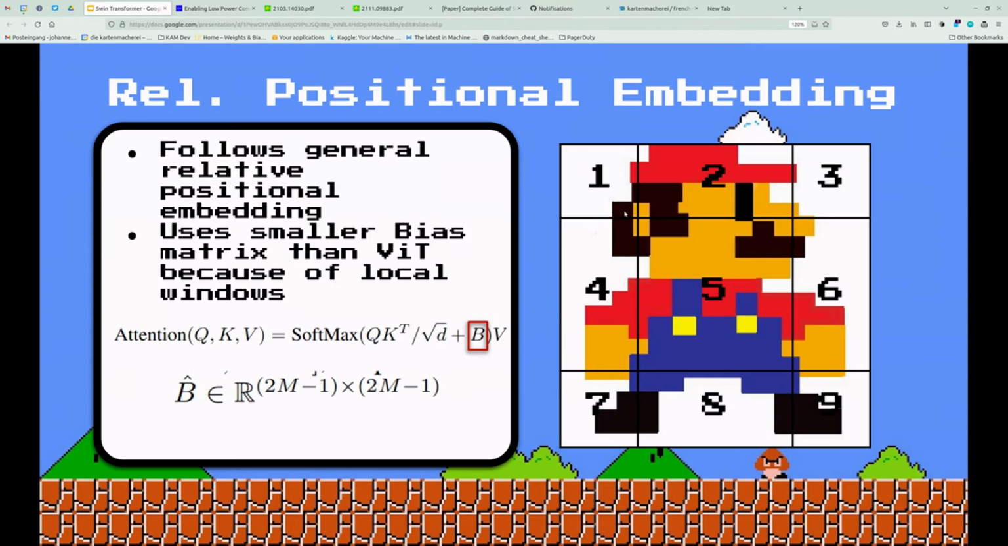Okay, let's go on. This is one of the slides that I prepared last minute. It's just about the relative positional embedding. When you know transformers, you know there is this positional embedding that is used to take into account the position of the tokens or of the image patches, right? They also use a relative positional embedding like the vanilla ViT does, with a change that they have a smaller bias matrix than ViT.